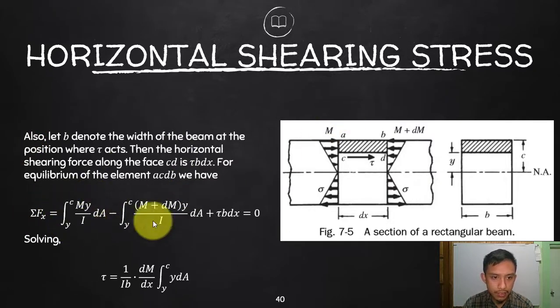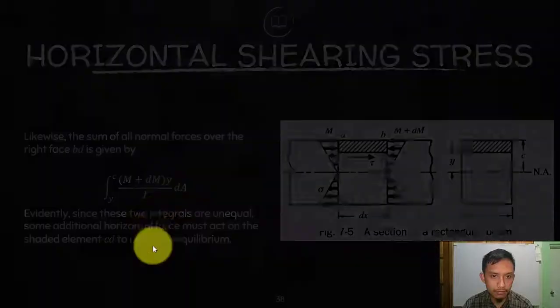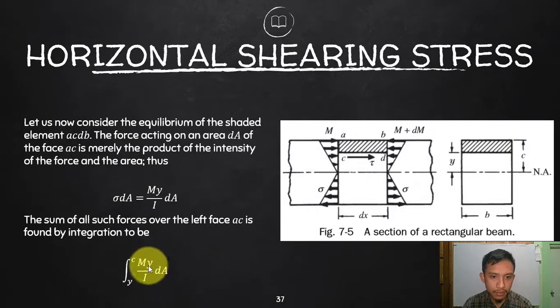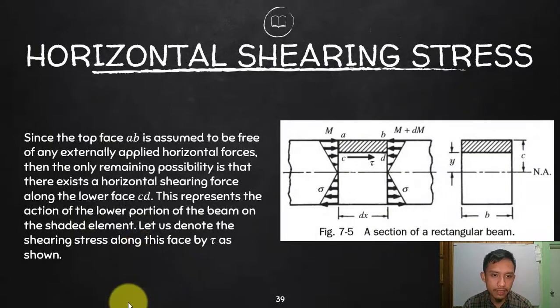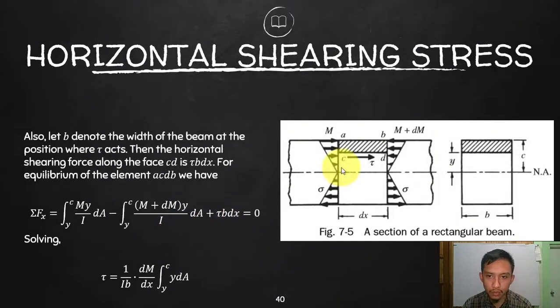This one is the concentrated force in your AC. We derived that a while ago. To make it the concentrated force, that is the integral of My over I dA. On the other side, this will just change to M plus dM. But to resist that one, to make it equal, let's add the shearing resistance, or the shearing stress, which is to be converted into a force. We convert this into a force since we are summating forces. So this is a shearing stress. To make it a force, multiply by the receiving area.